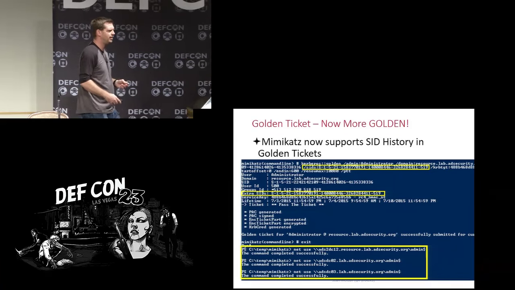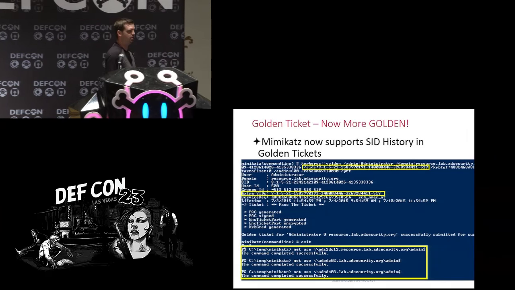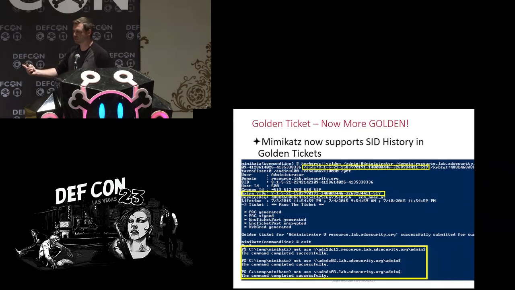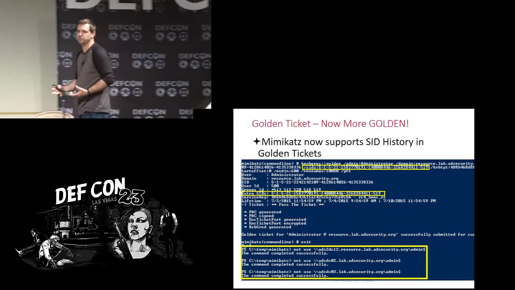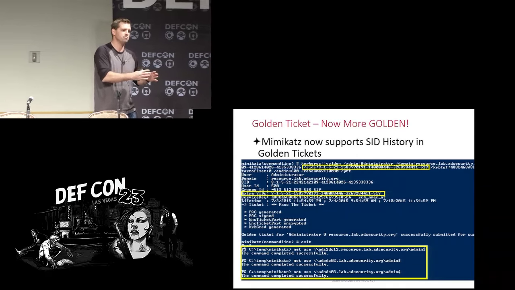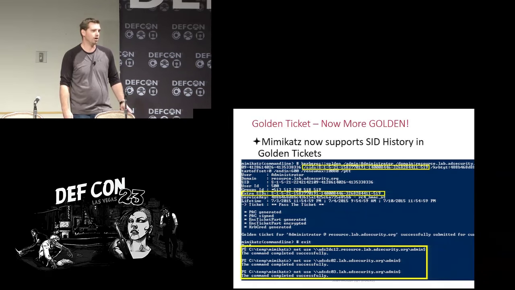But I did some research on this and figured out that if we added SID history to it, I reached out to Benjamin Delpy, he added this to Mimikatz. If we add SID history to the golden ticket, it now can cross that domain boundary because of what I talked about earlier. This is inside of an Active Directory forest. I can say I'm an EA from a child domain when I communicate or connect to resources in other domains, and it works.